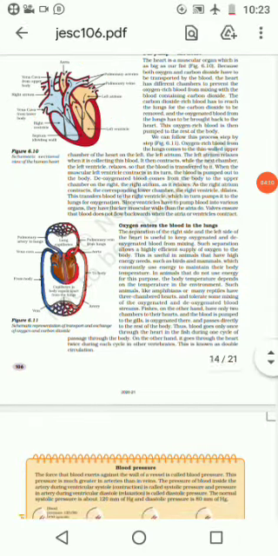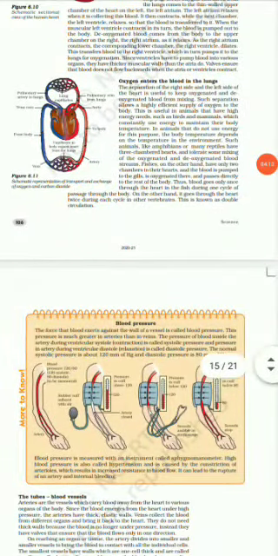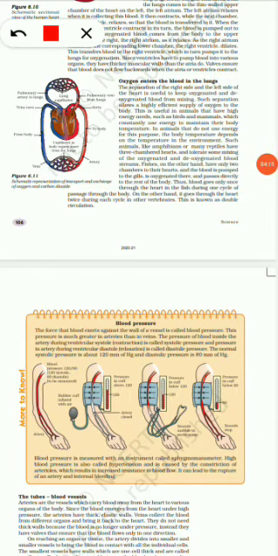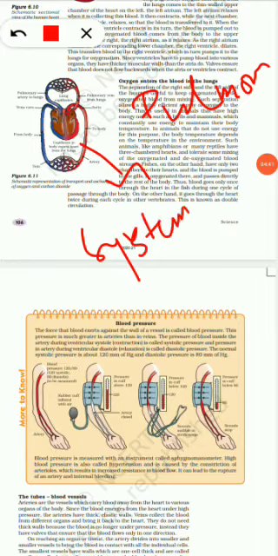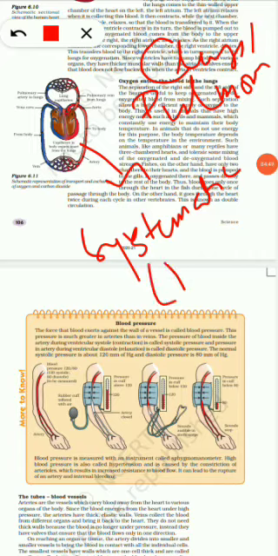Now, how does oxygen enter the blood in the lungs? The separation of the right side and the left side of the heart is very useful. It gives us a method of double circulation. Double circulation has two different circulations going on at the same time. One is the pulmonary circulation and one is the systemic circulation. Pulmonary circulation is to the lungs and the systemic circulation is to the body.